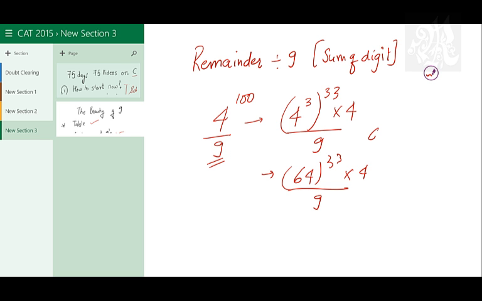64 raised to 33 is basically 64 into 64 into 64, 33 times. Each of them gives you a sum as 1, and so on. So I can say it is 1 raised to 33, which is 1, into 4 by 9, which means the remainder is 4. And that's how simple it gets when it comes to dividing anything by 9.